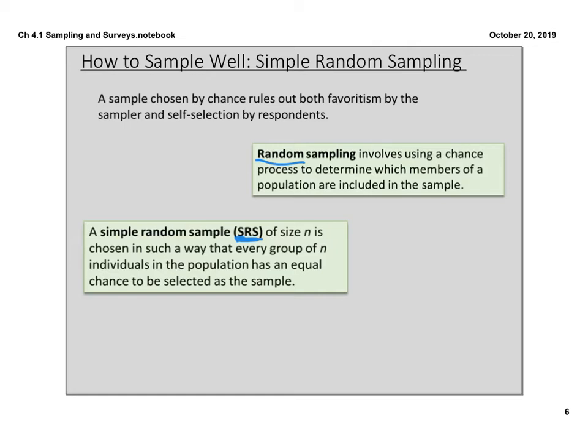So a simple random sample, or SRS, you're going to hear SRS a lot. An SRS of size n is chosen in such a way that every group of n individuals in the population has an equal chance to be selected as the sample. I could make tons and tons of different groups of individuals, and they all have an equal chance of being selected, because I'm selecting them in a random way. So that's a simple random sample.